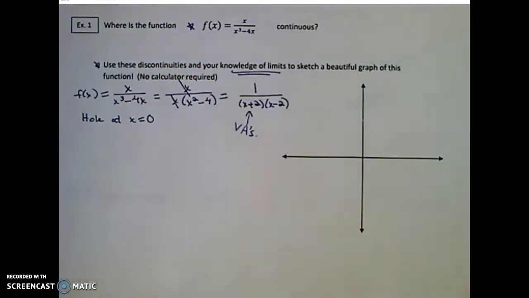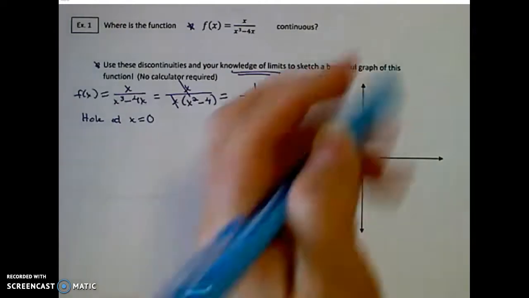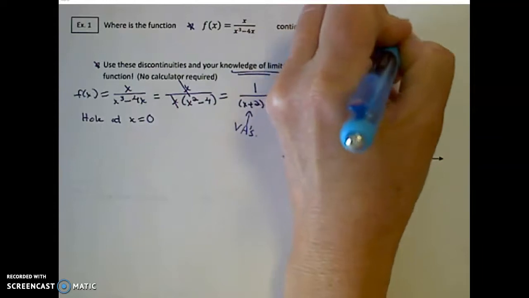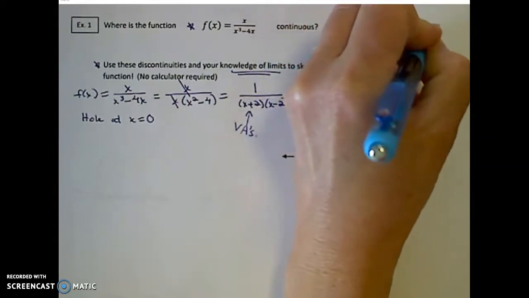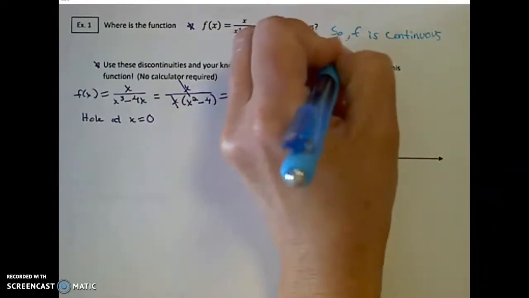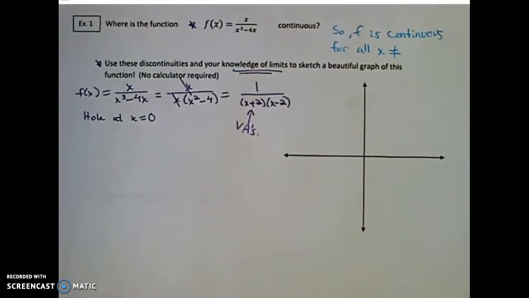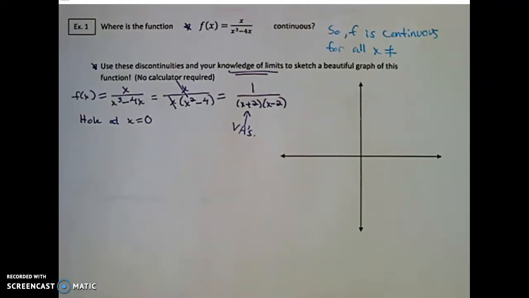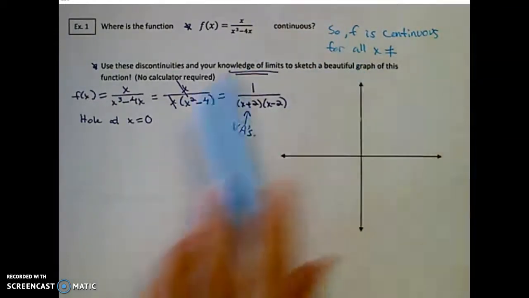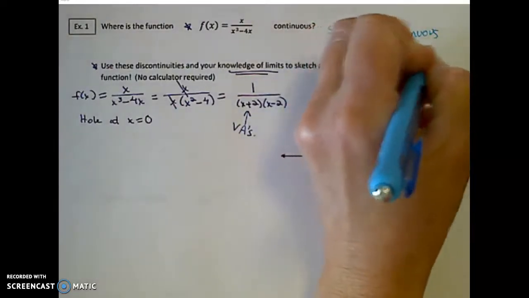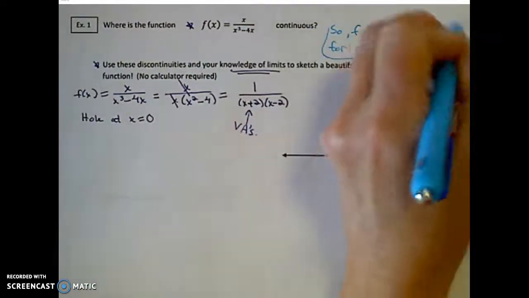And this will give me my vertical asymptotes. You can tell right away where this function is going to be continuous. This function, f, is continuous for all x, except where that denominator is undefined. So this function is continuous everywhere except at x equals 0 and x equals plus or minus 2. Alrighty, so we can answer that question right away.